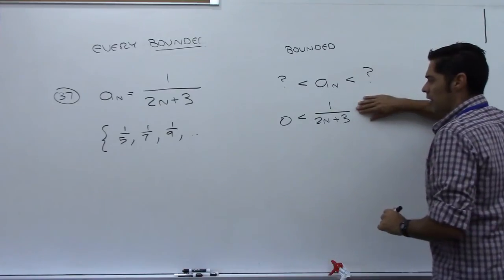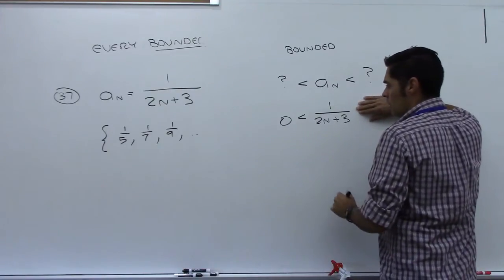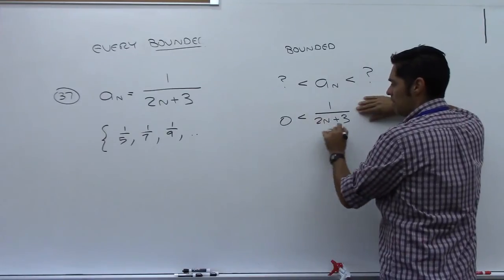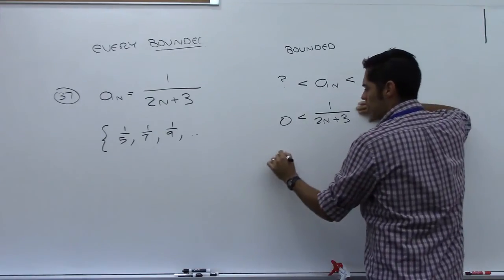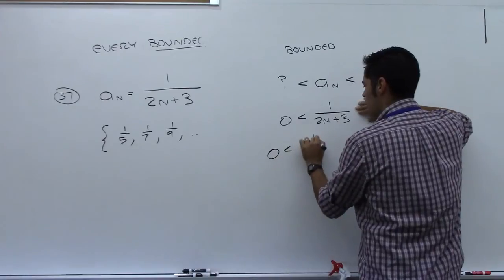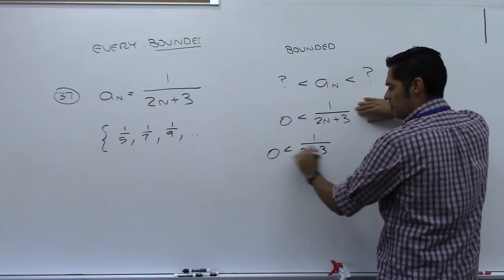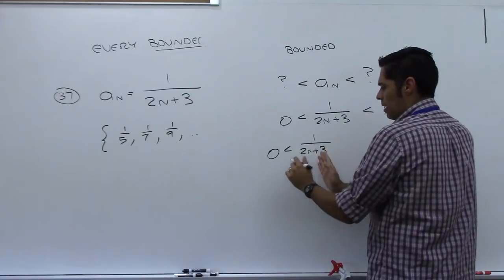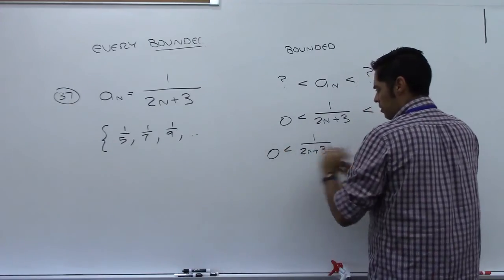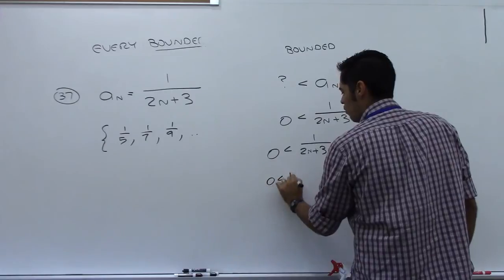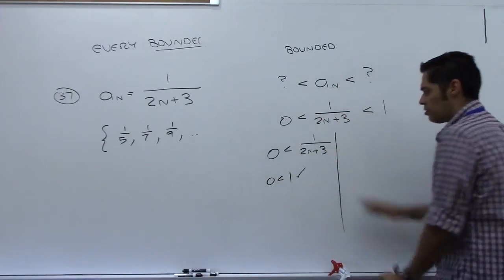First of all, checking that one. If we multiply both sides by 2n plus 3, right? So I'm doing two separate problems here. I'm trying to show this is true first. Multiply both sides by 2n plus 3. It goes away here, and 0 times 2n plus 3 is 0. So I get 0 is less than 1. That checks, okay? That's always true.